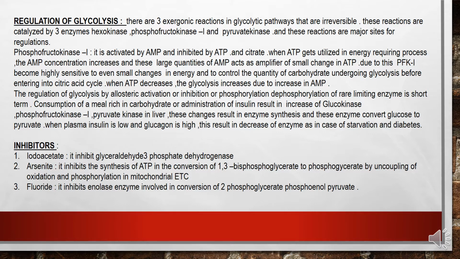Inhibitors: iodoacetate inhibits glyceraldehyde 3-phosphate dehydrogenase. Arsenite inhibits the synthesis of ATP in the conversion of 1,3-bisphosphoglycerate to phosphoglycerate by uncoupling the oxidation and phosphorylation in the mitochondrial electron transport chain. Fluoride inhibits the enolase enzyme involved in the conversion of 2-phosphoglycerate to phosphoenolpyruvate.